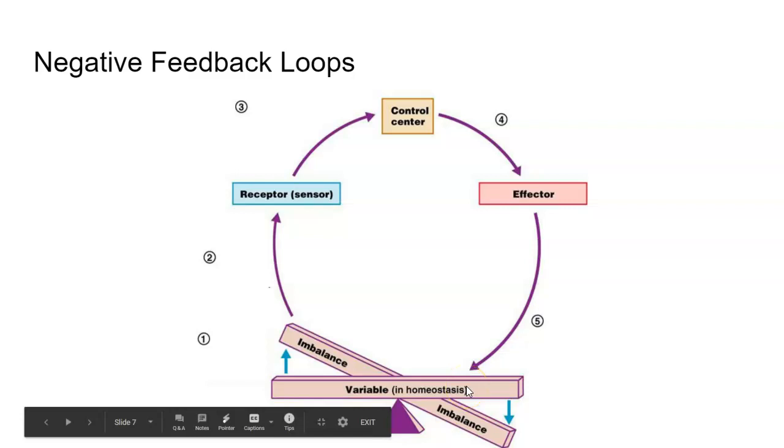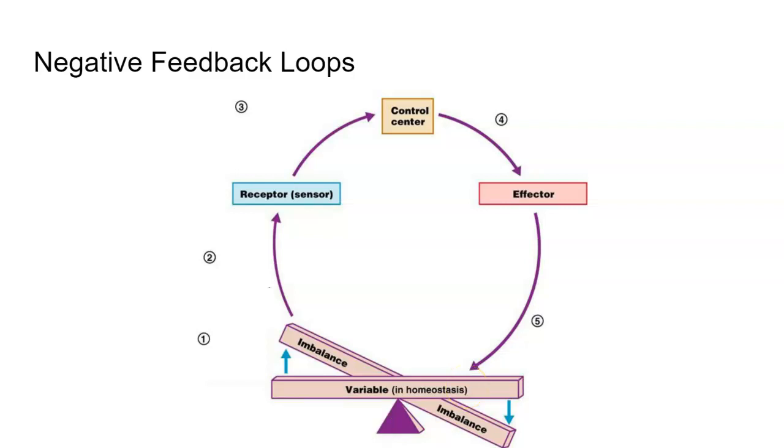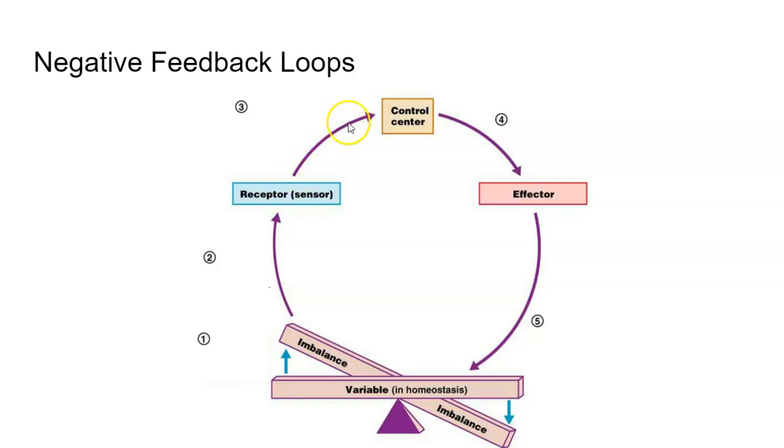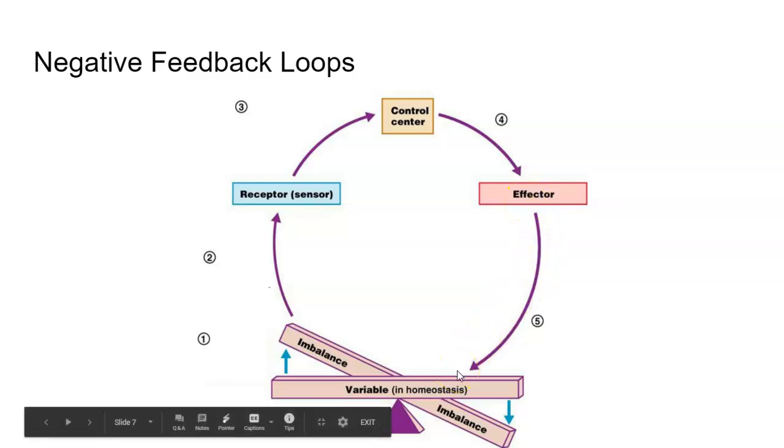Okay, so you'll notice that this picture is very similar to a reflex arc, where there's a receptor in our body looking at certain levels of something, and then there's a control center. Okay, and then that control center will tell an effector to release a hormone. That hormone will then bring our body back to homeostasis.